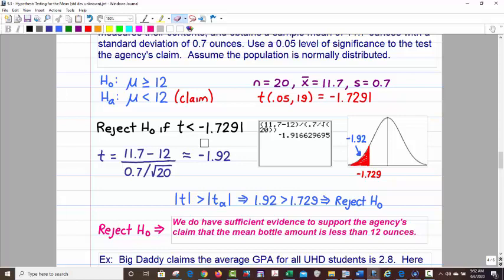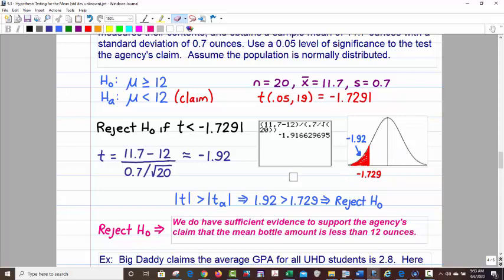So we have 11.7, which is the x bar, minus the mu naught of 12, over 0.7 divided by the square root of 20. And there it is in the calculator. I'm going to skip the t-test for this one. It's roughly negative 1.92. All we need is enough decimal places to compare it with our chart value. So we have to figure out, does negative 1.92 fall in the rejection zone or in the other zone?